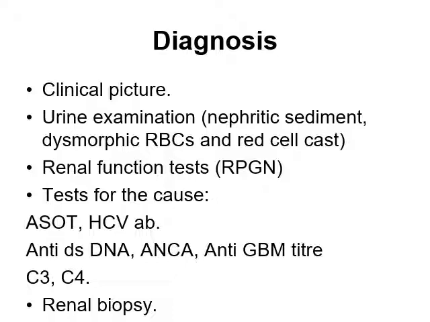We have to do anti-streptolysin O titer if you suspect post-streptococcal GN. You have to search for viral infection if you suspect this as a cause. You have to search for immune markers. If you suspect lupus, you will do anti-double-stranded DNA and antinuclear antibodies. If you suspect ANCA-associated disease, search for ANCA. If you suspect anti-GBM disease, search for anti-GBM antibodies, and complement 3 and 4. And at the end of the day, the renal biopsy will be the conclusion.